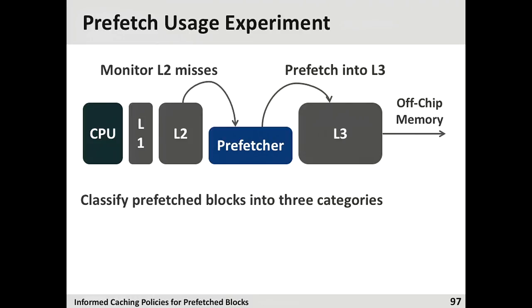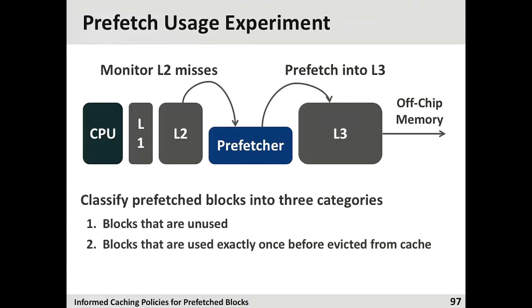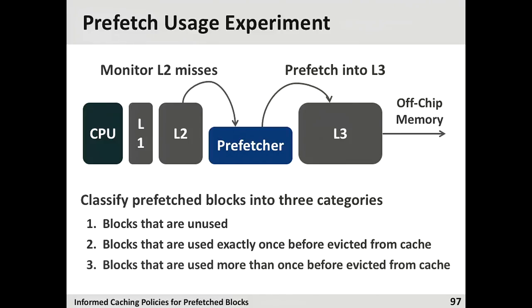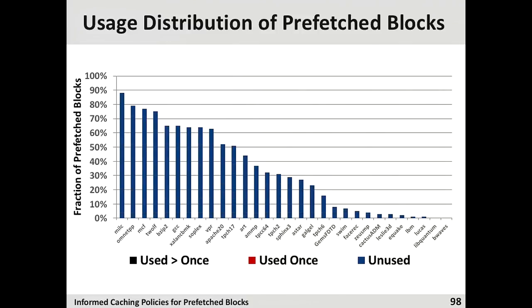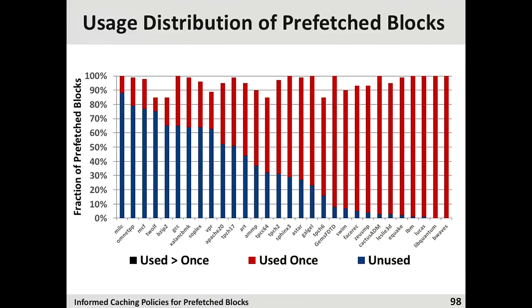Basically, let's classify prefetch blocks into three categories: blocks that are unused, blocks that are used exactly once before being evicted from the cache, and blocks that are used more than once before being evicted. If you do a simulation study that characterizes the blocks, lots of the prefetch blocks are actually unused. Your prefetcher is maybe very aggressive in some of these cases. And most of them are used once, if they're used. In this case, almost 100% of them are used once.